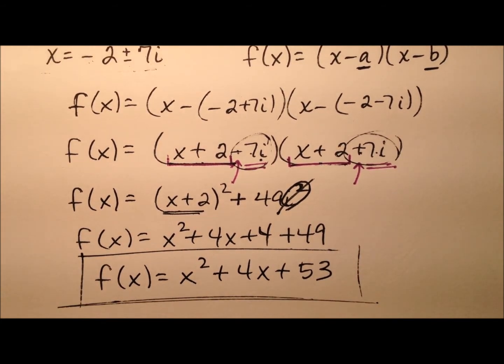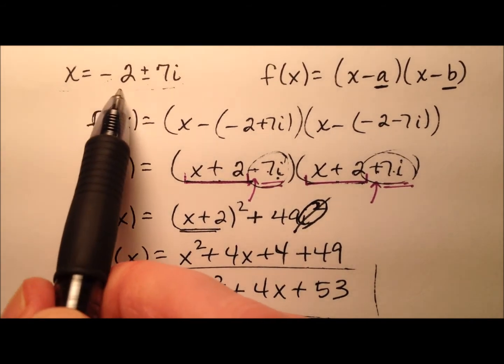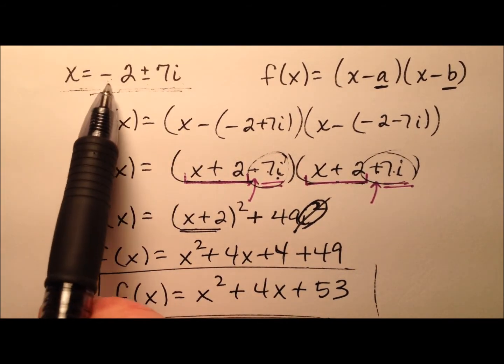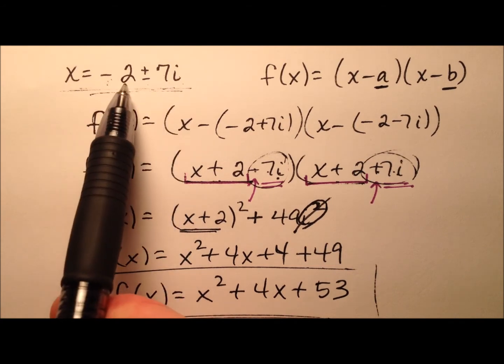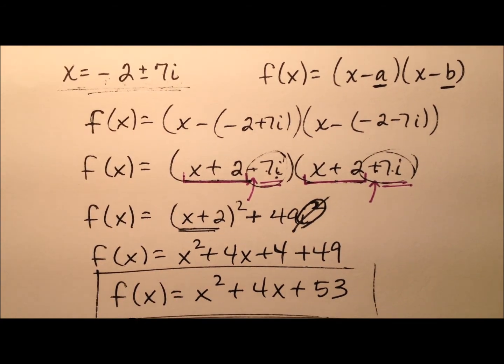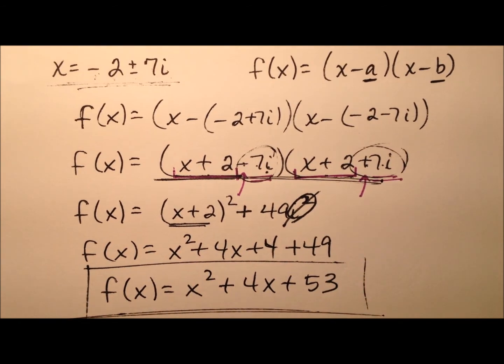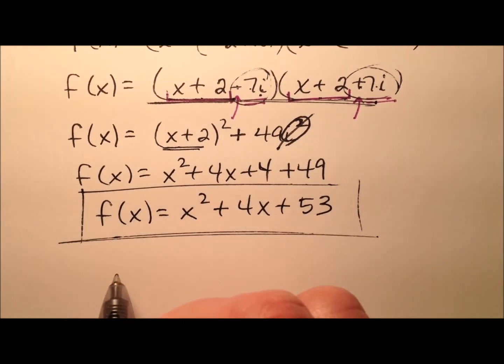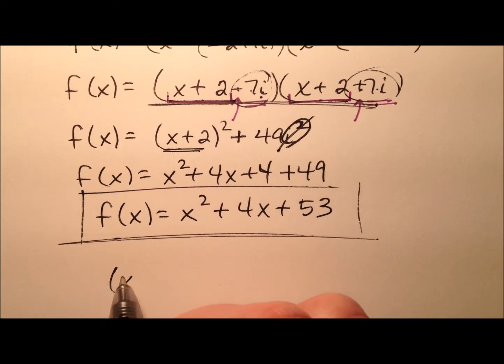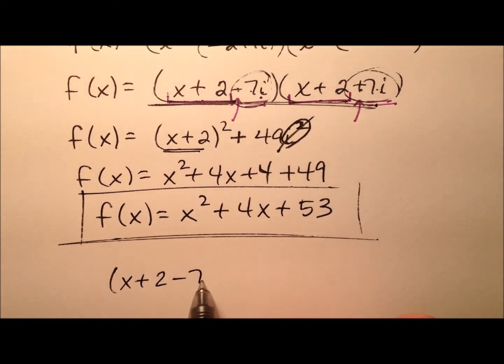And this quadratic function that we just created will have these two complex roots, negative 2 plus 7i and negative 2 minus 7i. But I do want to go back real quick and just say another word about this. So let me rewrite this and show you kind of how we did that and why we didn't do it another way.